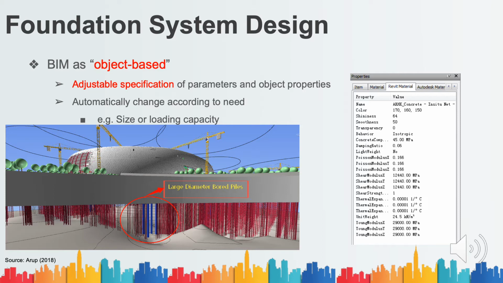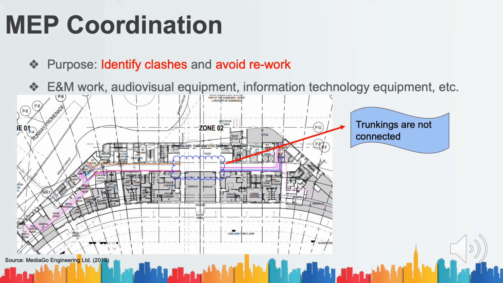and loading strength. For MEP coordination, the Revit model is also used to identify clashes, prevent rework, and facilitate the prefabrication of building elements. For example, to coordinate the E&M work, trunkings, and ICT equipment. As shown in the above figures, the MEP errors can be identified, in that the trunkings for electrical work are not connected at one side of the building.